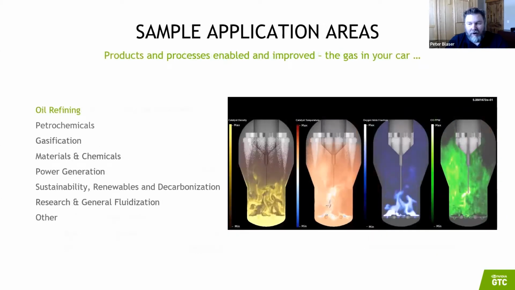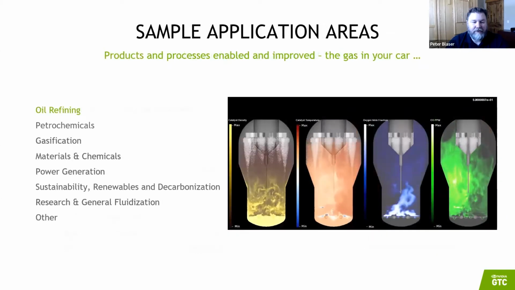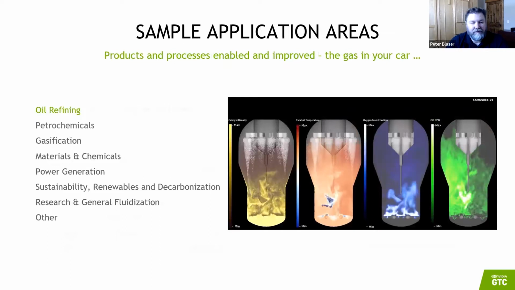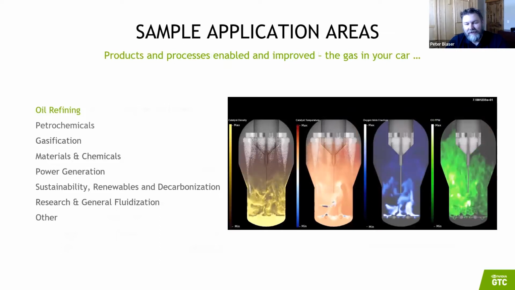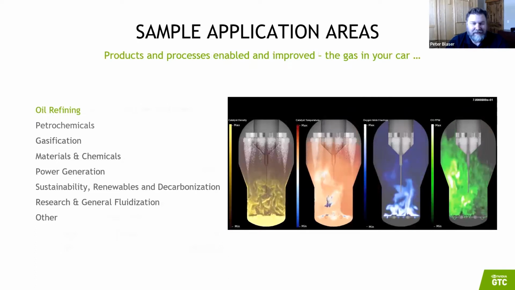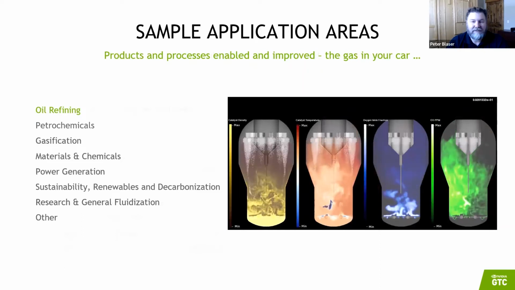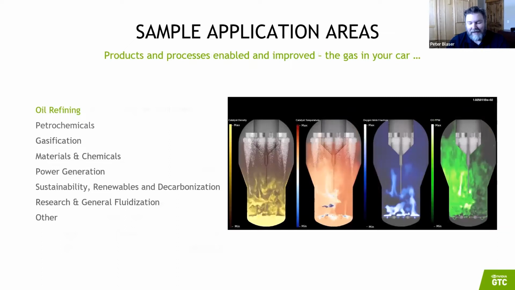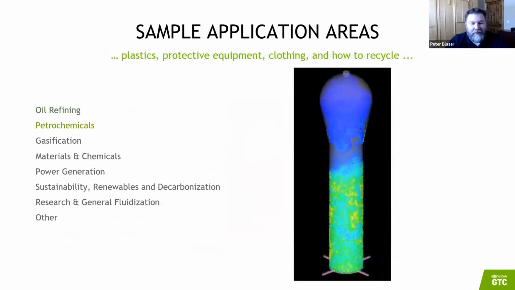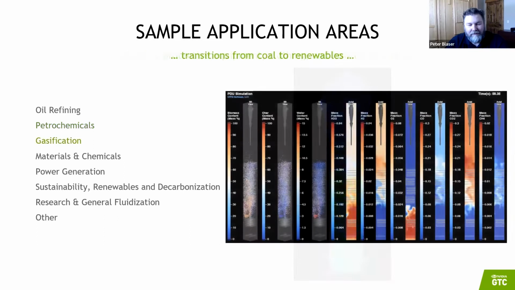So we work in a variety of industries, from oil refining, petrochemicals, materials. I'll go through these briefly. And if you don't know the industries themselves, that's okay. You use the products on a daily basis. In oil refining, this is an example of a process central to many refineries called a fluidized catalytic cracking unit. It makes the gas that goes in your car. Petrochemicals, polyolefins, polyethylene, polypropylene, dehydrogenation processes. These make your plastics, protective equipment, clothing, recycling of plastics.